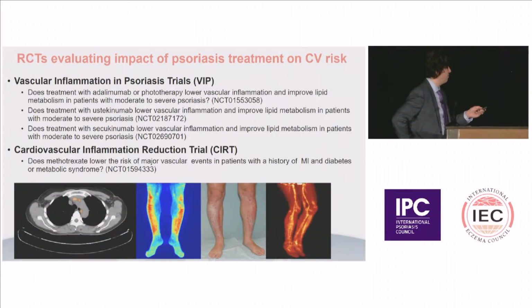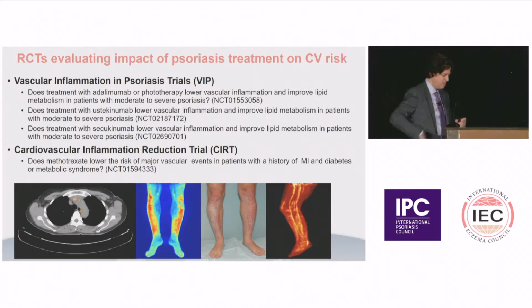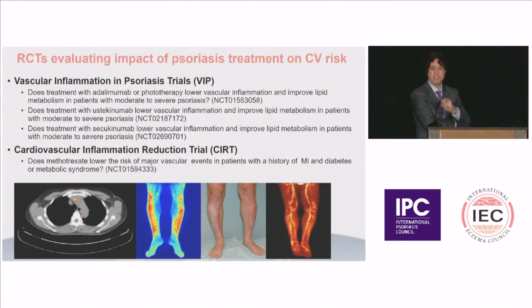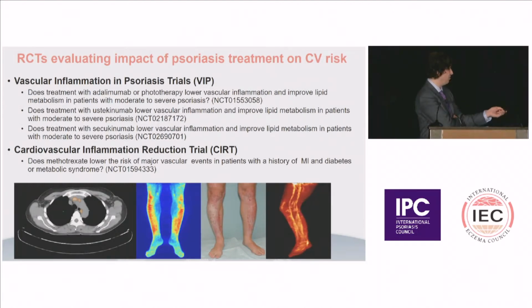So our group has been doing a series of rigorous randomized controlled placebo trials, comparing things like adalimumab or phototherapy compared to placebo, or ustekinumab or secukinumab, and more recently we're launching a study with apremilast to see what these therapies do beyond the skin. Will they lower the signal in the aorta compared to placebo?